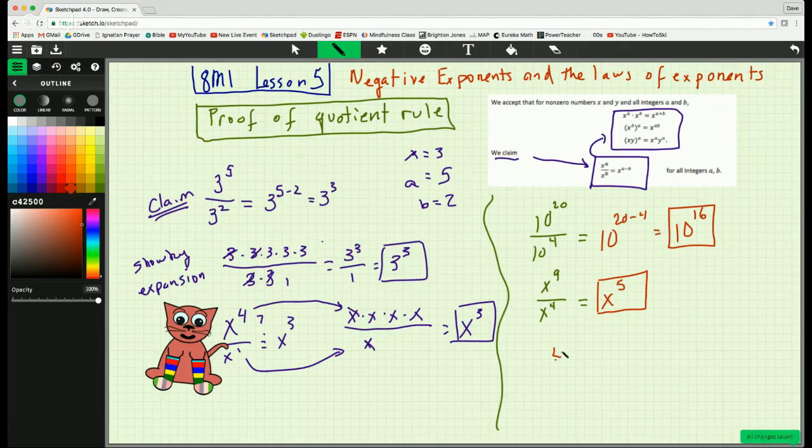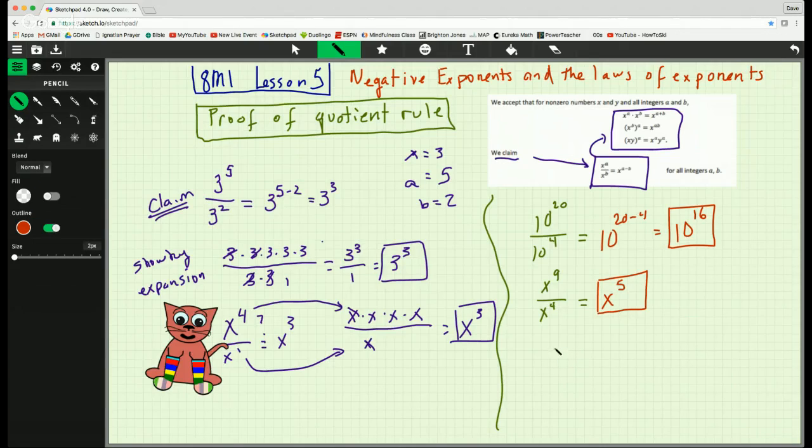Now, I want to show you one more example just to make sure you really get it. And let's do this. 4 to the 7th divided by 2 squared. Uh-oh. No, let's not do 2 squared. No, let's just do a different problem. Sorry. Let's do it like this. 2 to the 7th over 4 squared.